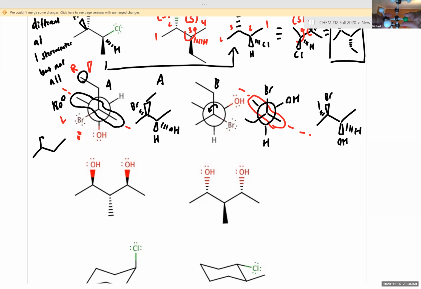Okay, so here is our model of structure B. We have our bromine on the right, our methyl on the left, our ethyl up top. We have our alcohol on the right. We have our methyl on the left and our hydrogen in the back.